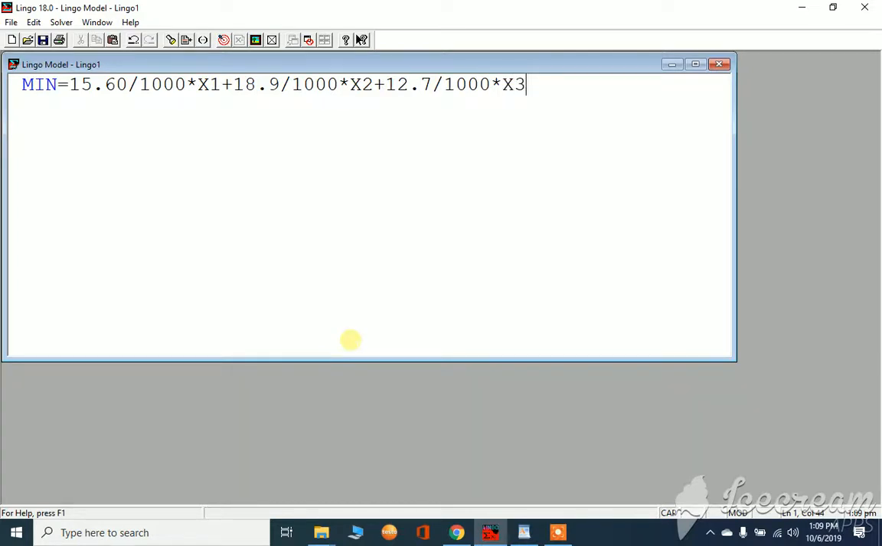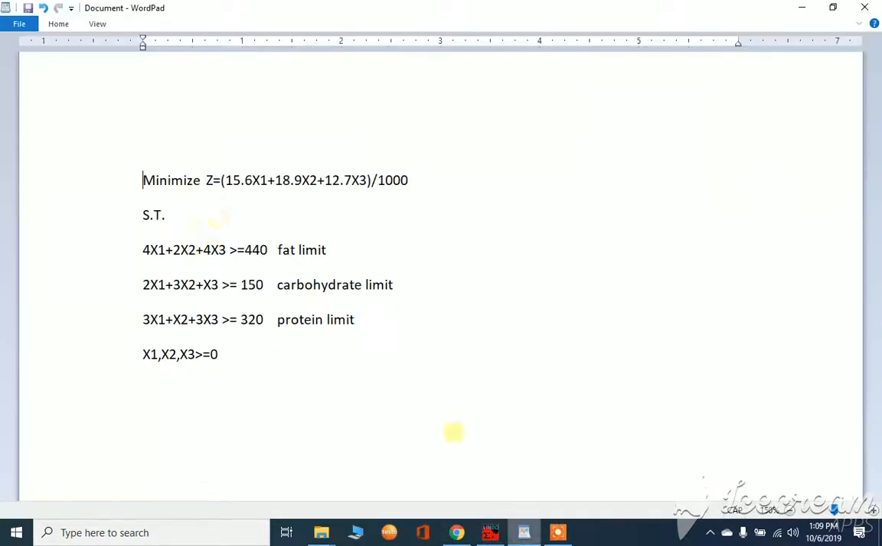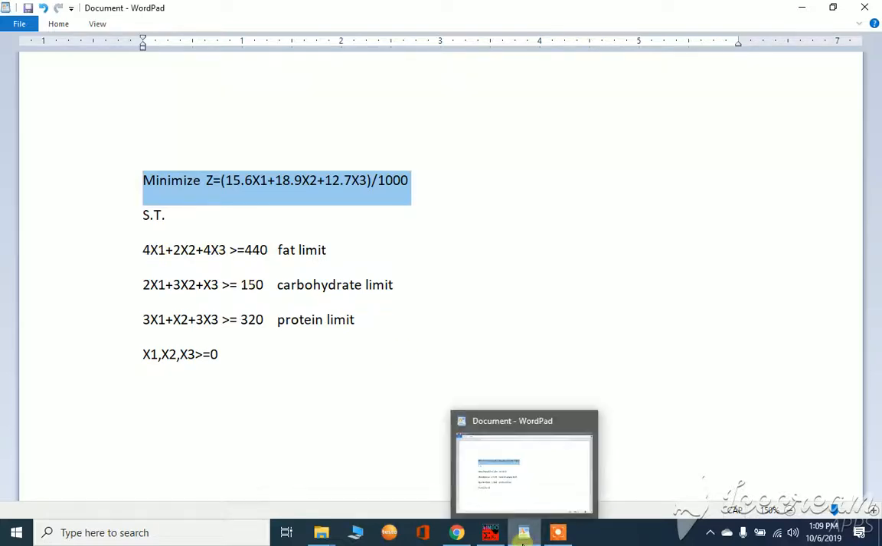At the end of the line, when you finish the objective function, you have to put a semicolon and press enter to go to the new line. Now we can enter the constraint part. So we finish this part. Now we go to the second part, which is the constraint, the fat constraint.